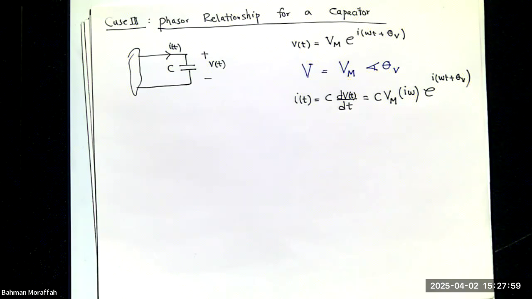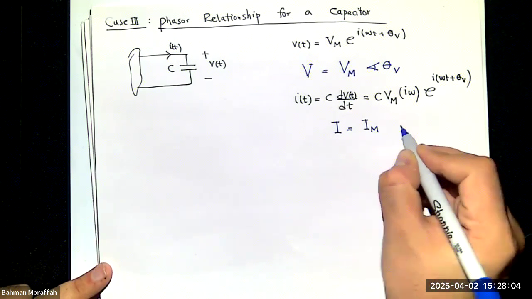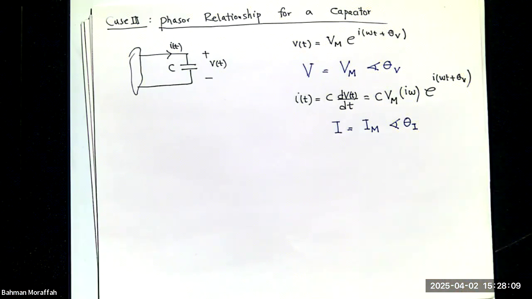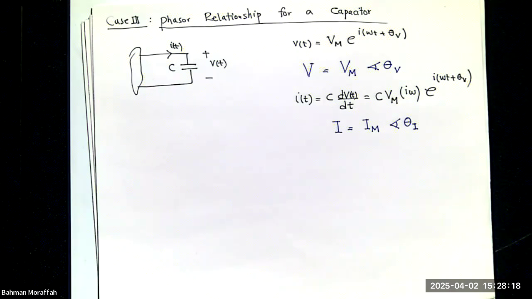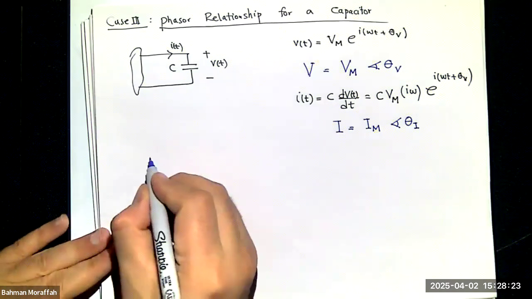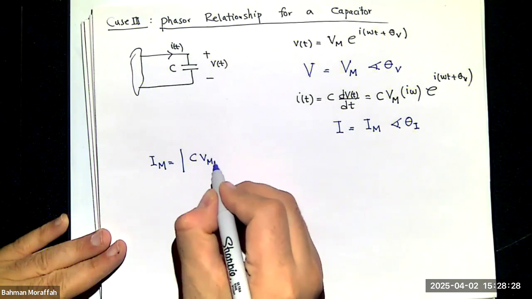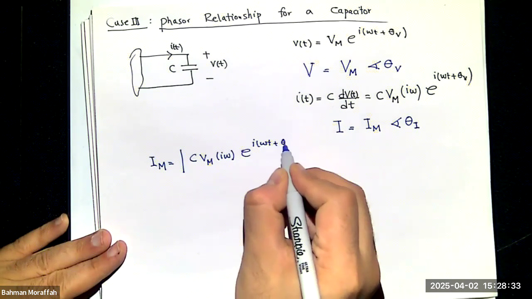Again, I can write this as I, which is some magnitude, and phase of I. What is the magnitude of I? What is Im? Remember, Im is the magnitude of C Vm I omega e to the I omega t plus theta v.